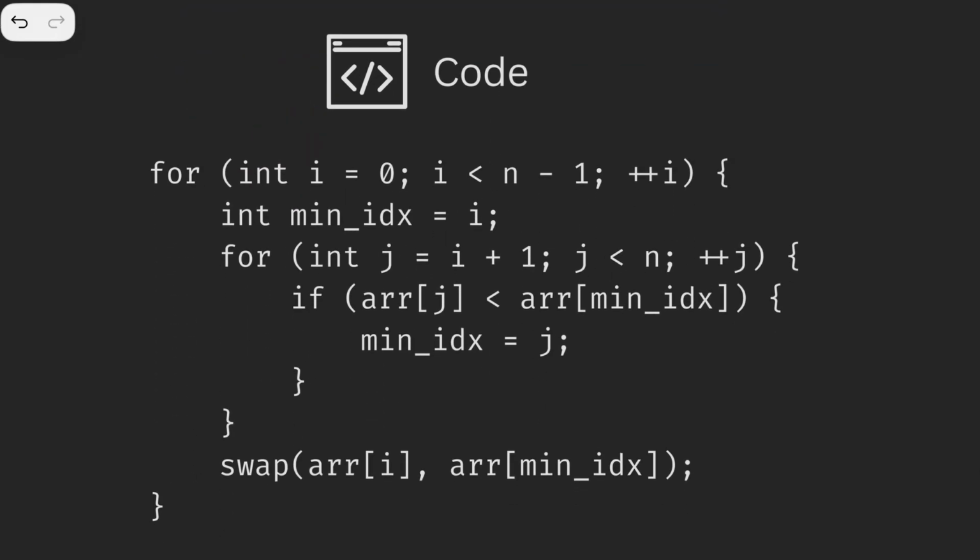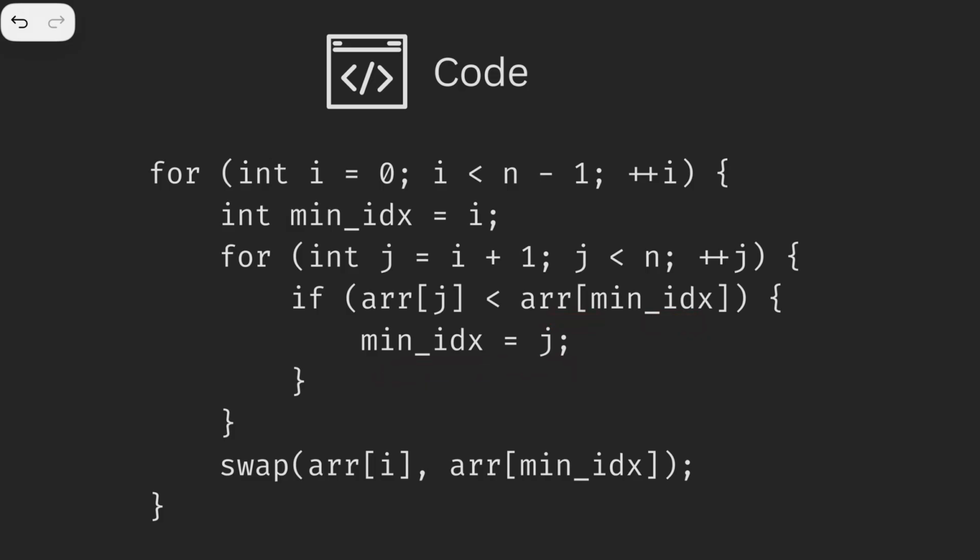Initially we have a variable called minimum index. We assume that the smallest element is going to be the ith element. We start our inner loop from the i+1 element, the very next element. We iterate the entire array starting from i+1 and find the index with the smallest element. Whenever array[j] is less than array[minimum index], we update the minimum index. So we find the index of the smallest number.